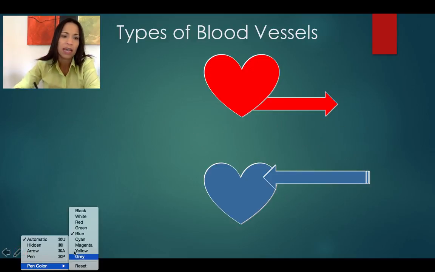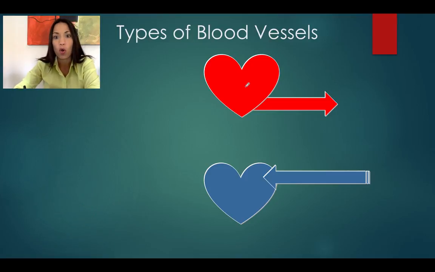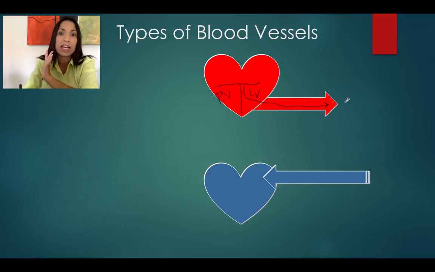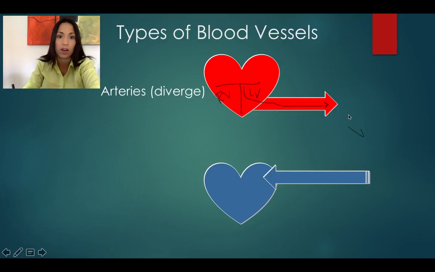We have one type of blood vessel that moves away from your heart. They start right here in either ventricle, the right or the left ventricle, and they move away from the heart. It doesn't matter if it's carrying oxygenated or deoxygenated blood. It's only carrying blood away from the heart. That's what defines an artery.